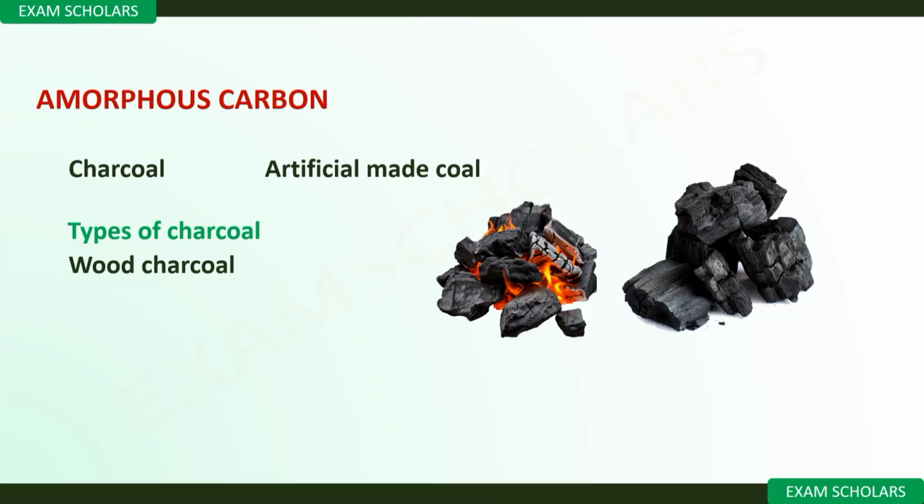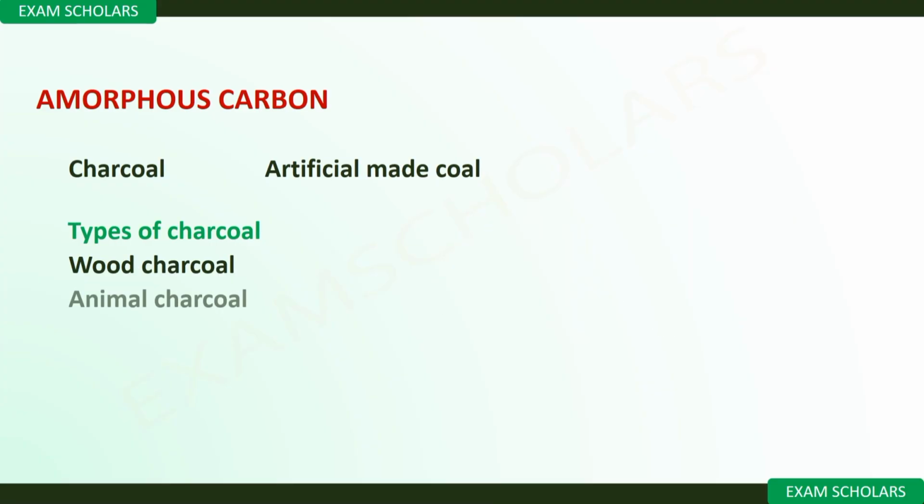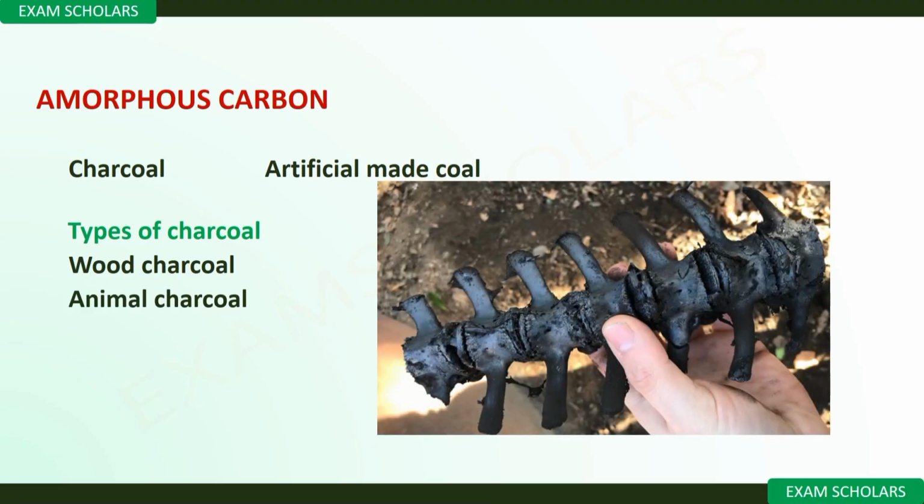So that is that about wood charcoal. We also have animal charcoal. Animal charcoal is formed when we char bones of animal. When you heat bones up with limited supply of air, you are going to get something like this. This is what is known as animal charcoal. Animal charcoal is also pure carbon, and it can also be used for making activated charcoal as well.